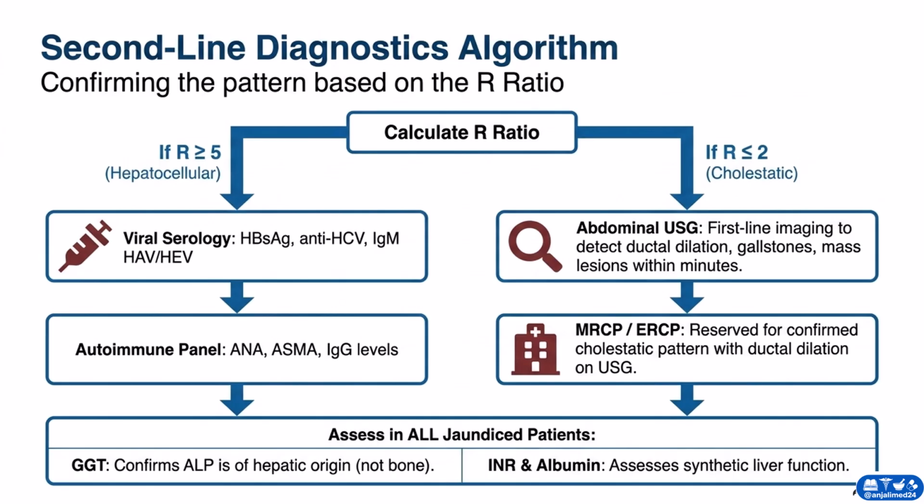Regardless of the R ratio, there are two investigations you should assess in every patient with jaundice. First, GGT helps confirm that an elevated ALP is coming from the liver rather than bone. Second, always check INR and serum bilirubin, as these are the best indicators of the liver's synthetic function and help assess the disease severity. Don't order every test for every patient. Calculate the R ratio first, then let the injury pattern guide your investigation. This approach saves time, reduces unnecessary testing, and leads to faster, more accurate diagnosis.